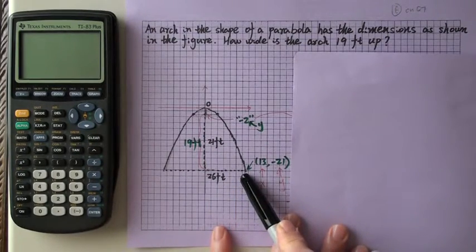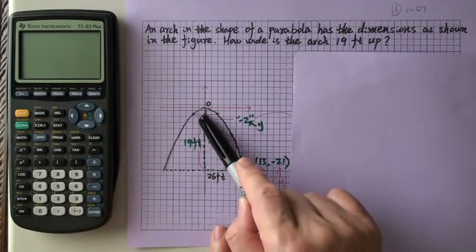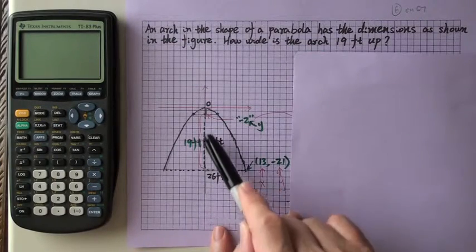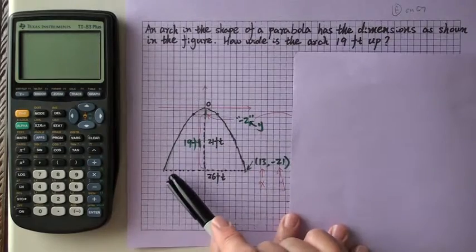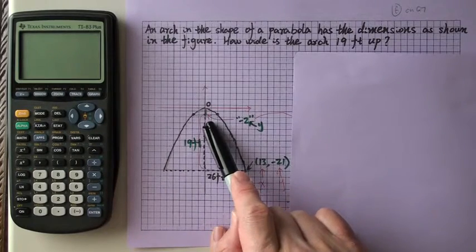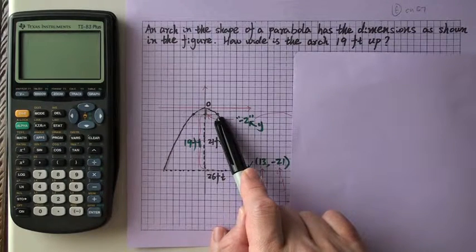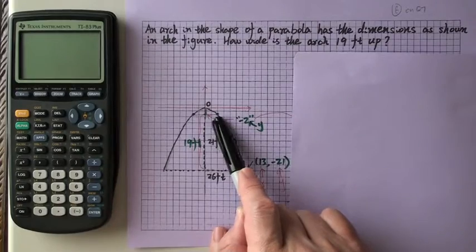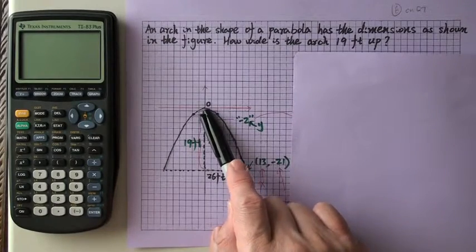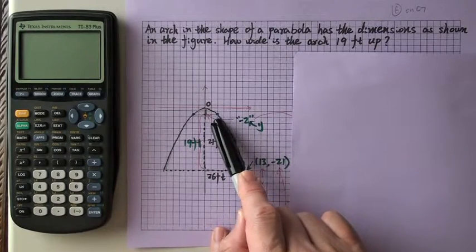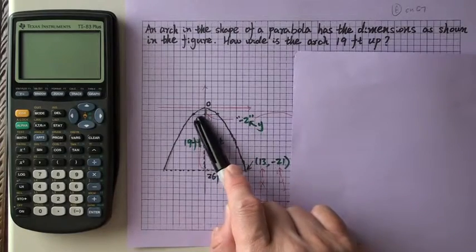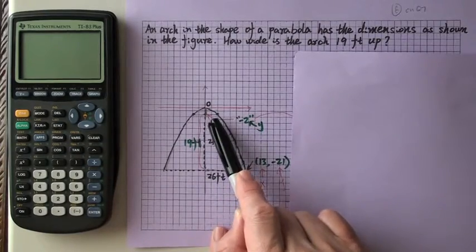We also know the opening direction is downward, and the vertex is on the origin. We want to find out, when y equals -2, how long is x? And then we need to double x, because x is from the origin to this part. If we double x, we'll have this width.